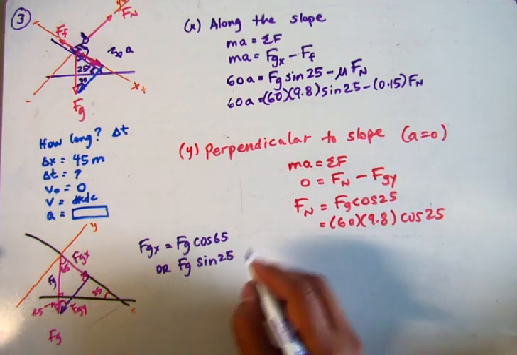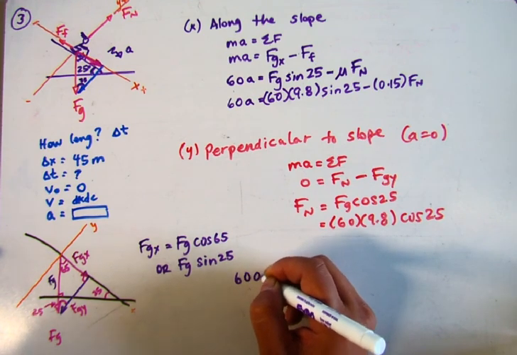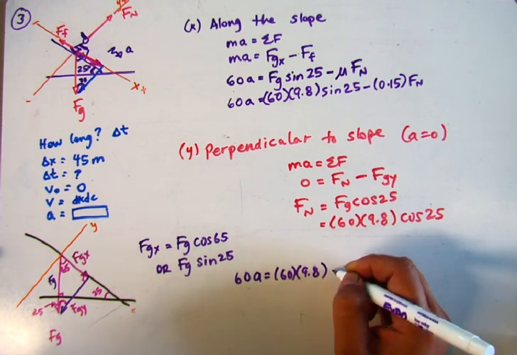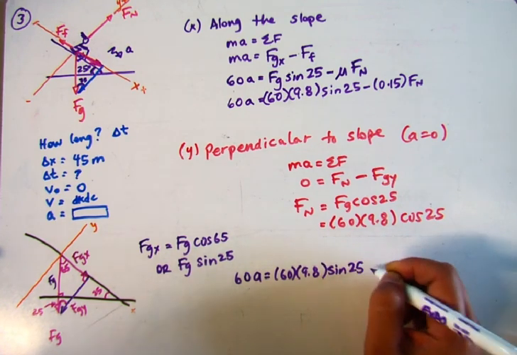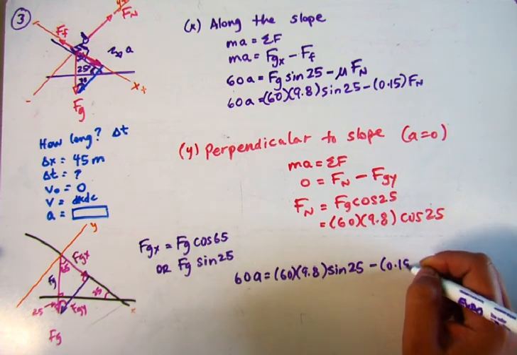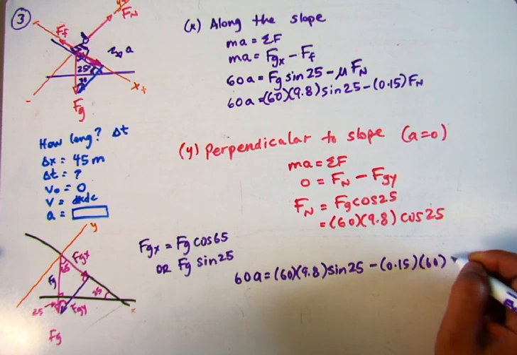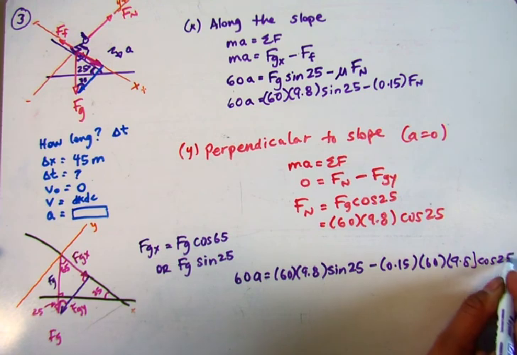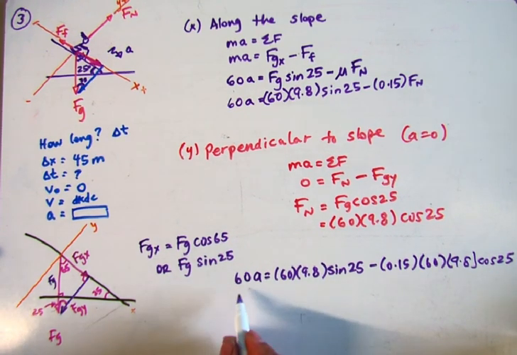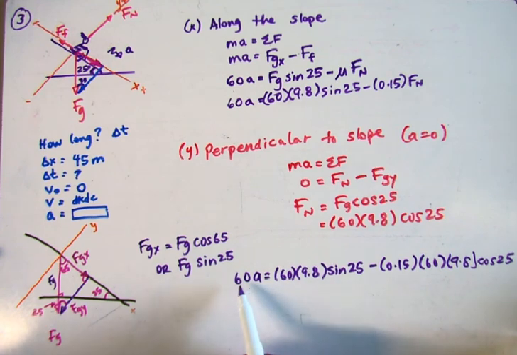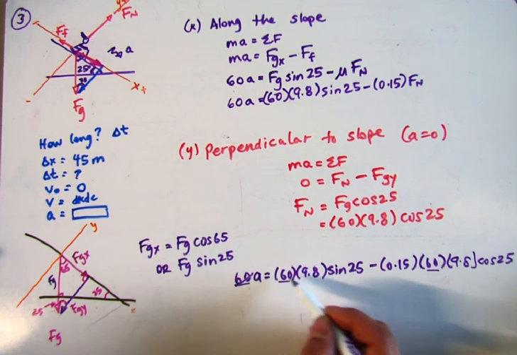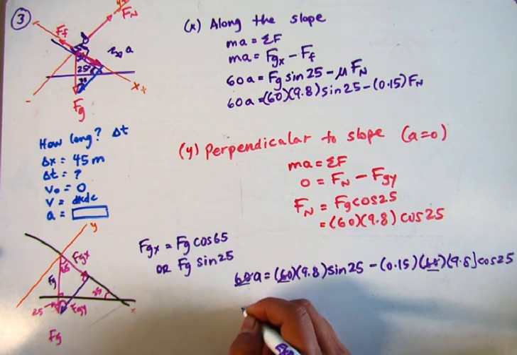So back into that equation, we have 60A equals 60 times 9.8 times sine of 25 minus 0.15 times 60 times 9.8 times cosine 25. And that's my whole expression. Now if I just divide everything by 60, I get the answer. If you've been paying attention, you're going to see that there's a 60 here, there's a 60 in this term, there's a 60 in this term. So you can see that we can cancel out those terms. So this is my expression for A.